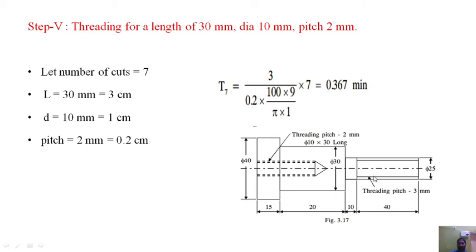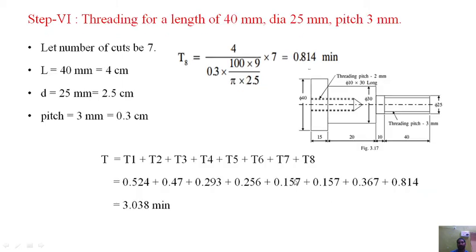Now the only thing left is the external thread. External thread of diameter 25 mm and length of the thread is 40 mm. Pitch is 3 mm. So number of cuts is again 7, we are assuming, because the formula is pitch into 25. So pitch is 3 millimeter, that is 0.3 centimeter, into 25 is 7.5. We are making it 7 cuts. You can take 8 also, because 7.5 is in the middle. You can make it the next greater value, or you can reduce it to the lower value also. So we are making it 7 cuts, but you can take 8 cuts also, no problem.